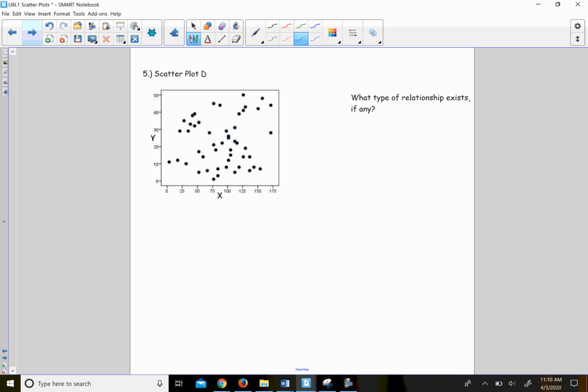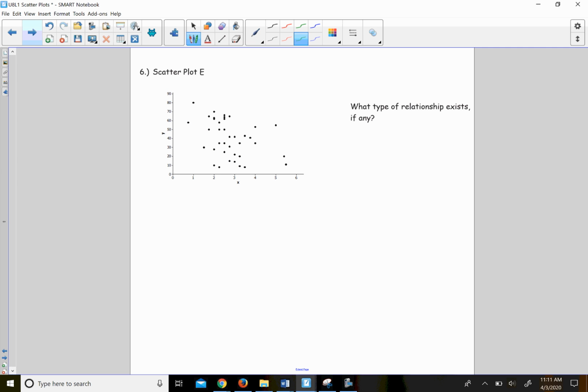So yeah, if you said no correlation, I think I agree with you because there's not really anything happening there. They're just scattered all over the place with no real trend happening. They're scattered, the same amount above it as below it. Number 6, what about this one?